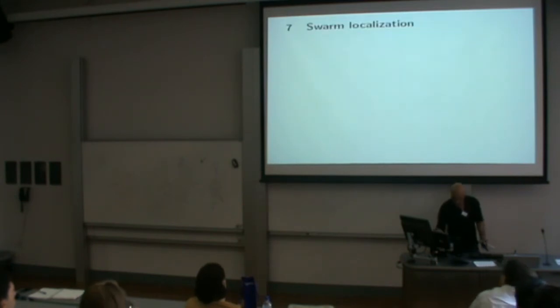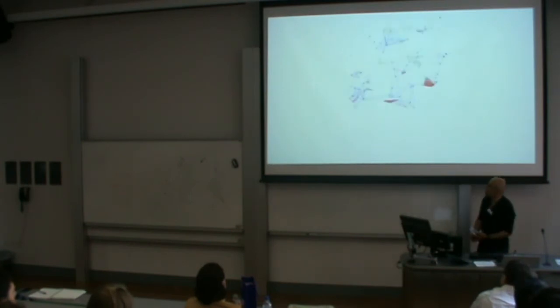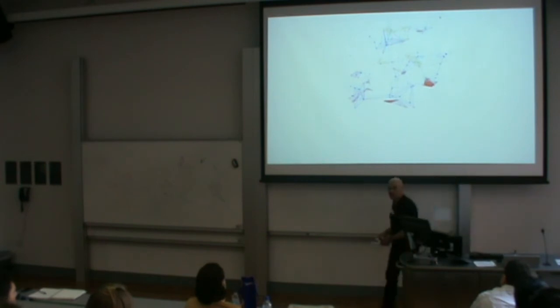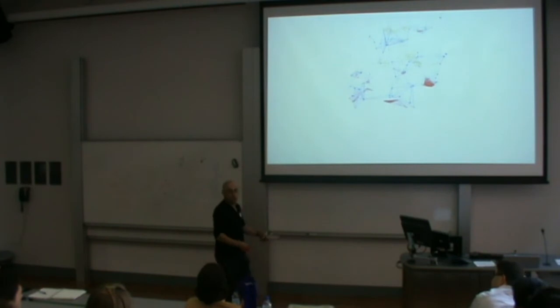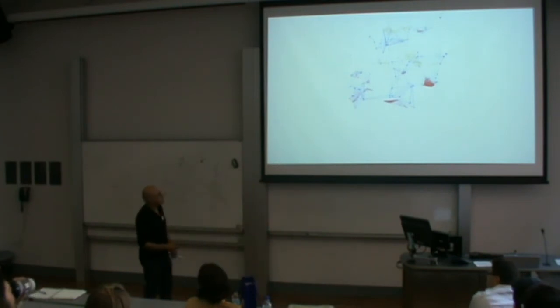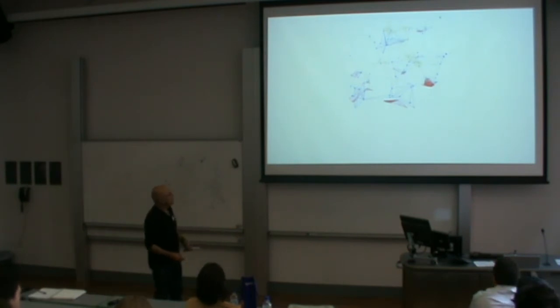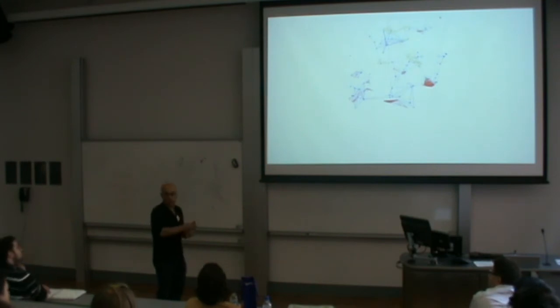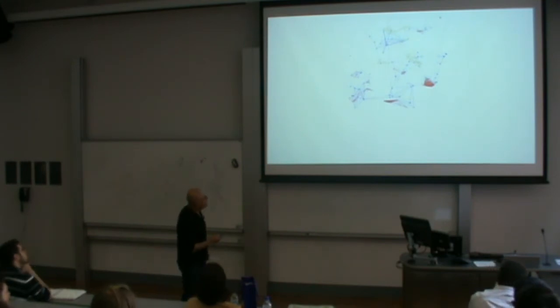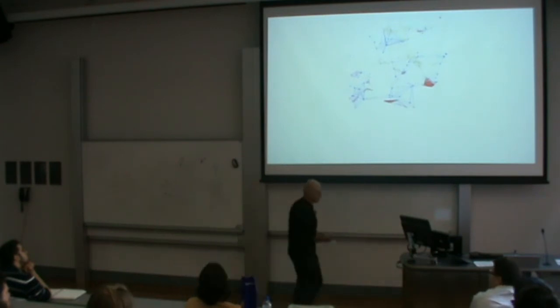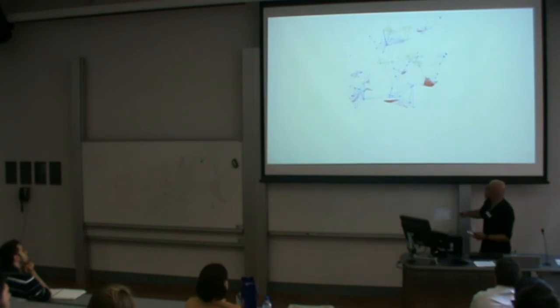Now I will deal with swarm localization. In swarm localization, I have many robots. By many robots, I mean maybe 1,000 robots or several thousand robots. These robots are moving in the ocean. Sometimes they can communicate when they are not too far. They can send messages from one robot to another, but it takes time to send a message because of the sound propagation.